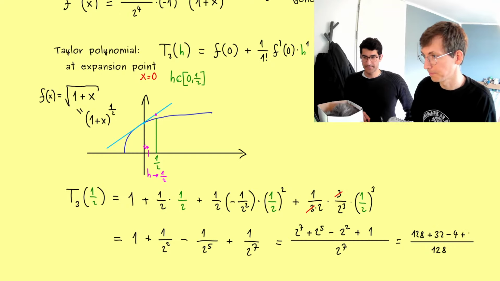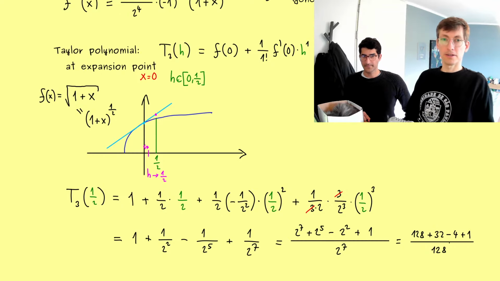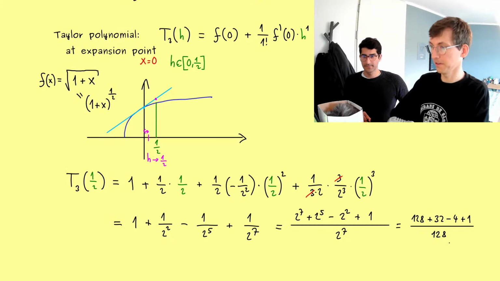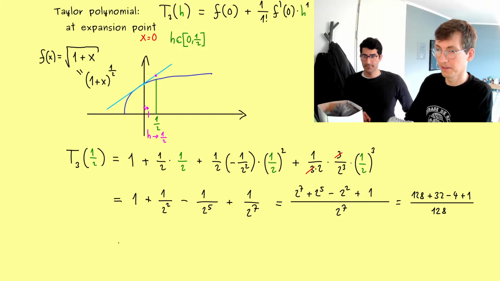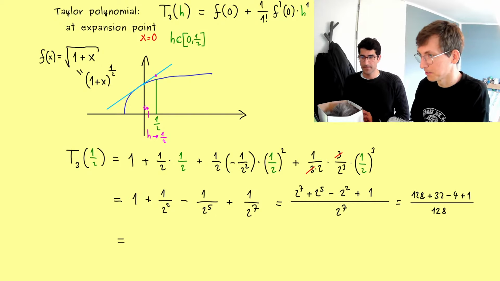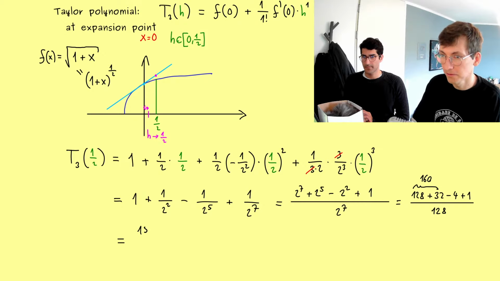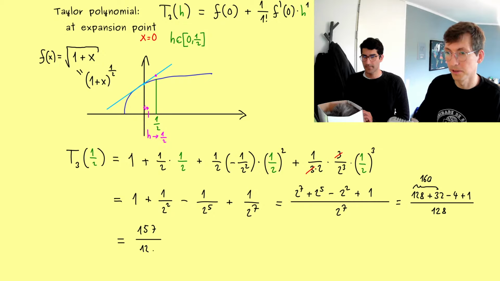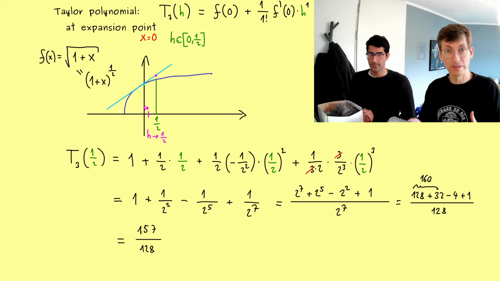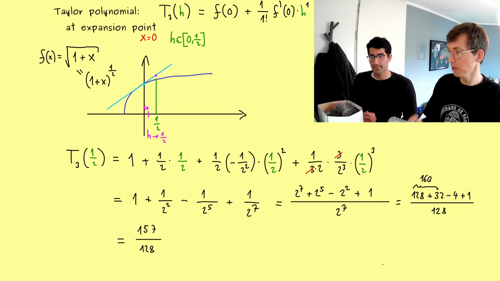Minus 4 plus 1. Okay, oh yes, that's it. I think we just put it together. What is it? It's 160 here, minus 4 plus 1. So 157 divided by 128. It's between 1 and 2, like we wanted it from the beginning.